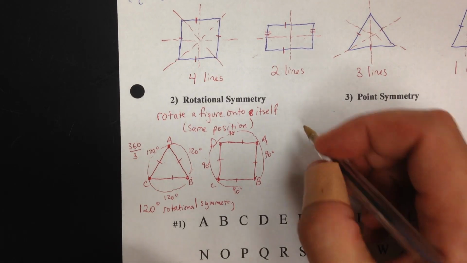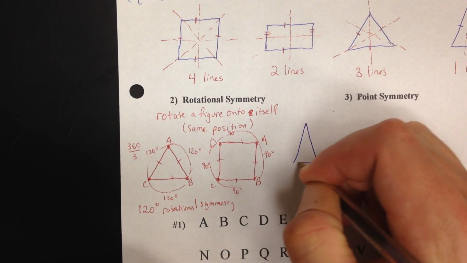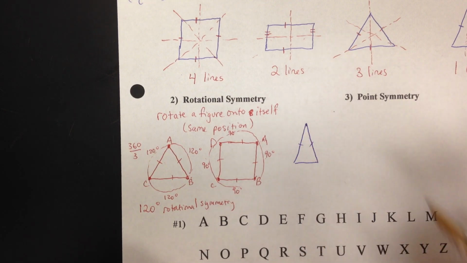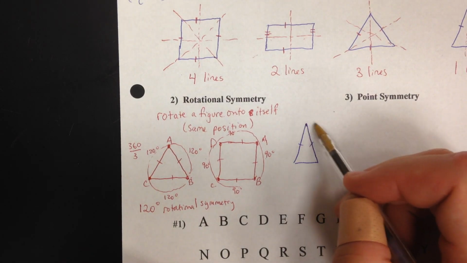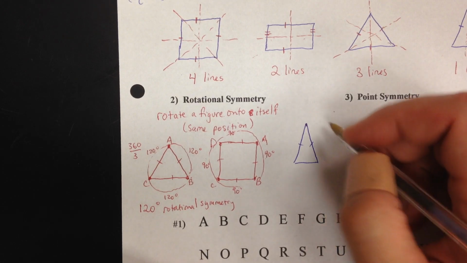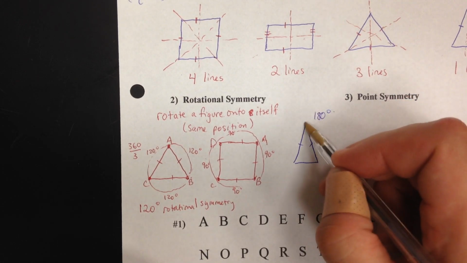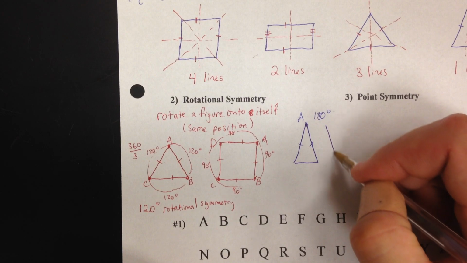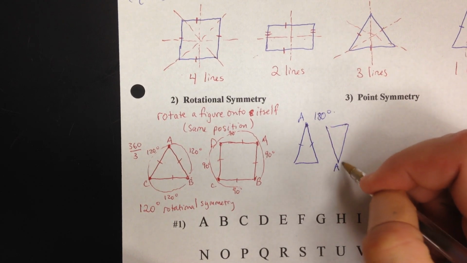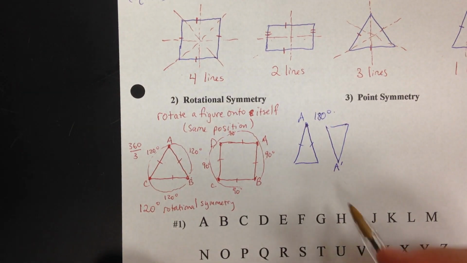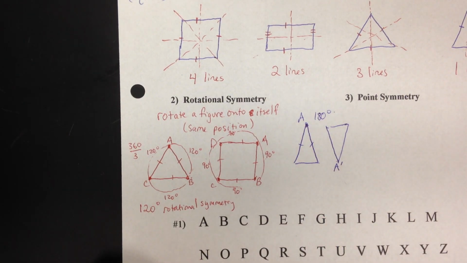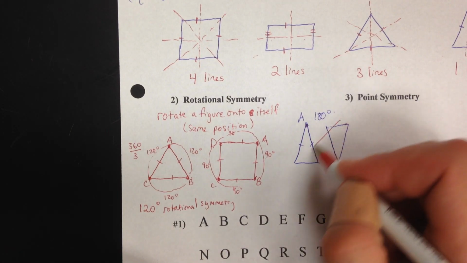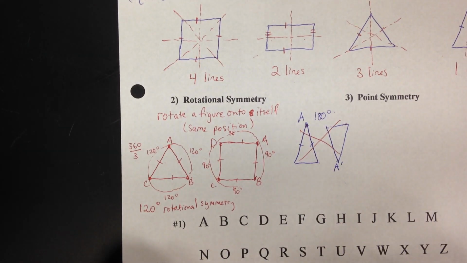How about an isosceles triangle? Here we're going to have a problem. And the problem is that, well, if I turn this, let's say I turn this 180 degrees. After 180, this point A is going to be facing down. I'll call that A prime. Now the problem is that this is not the same look as here. It's not the same orientation or direction. So that does not have rotational symmetry.